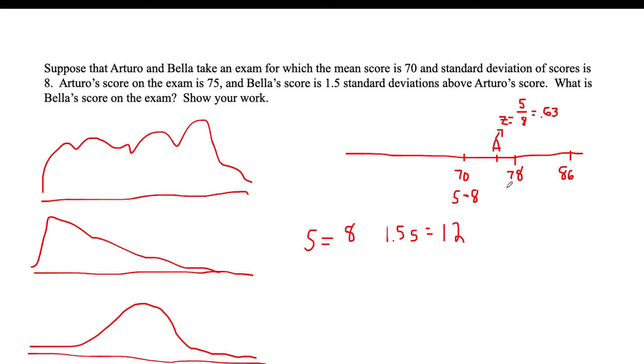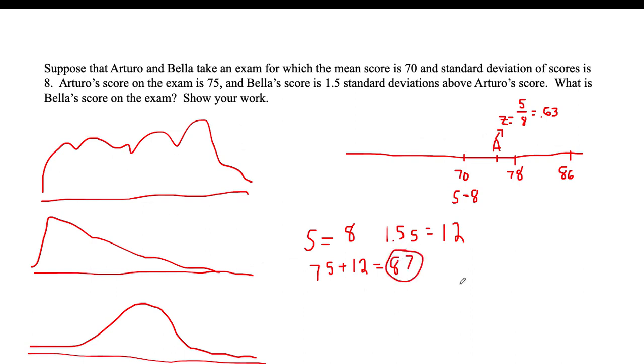Now, where I initially thought we were going was that Bella's score was 1.5 standard deviations above the mean, which means Bella's z-score would be 1.5, but that's not what the problem says. The problem says Bella's score is 1.5 standard deviations above Arturo's. So if you want to go this route for now, that's fine. We do know that Bella's score is 12 points above Arturo's, so 75 plus 12 is going to be an 87. So that's what Bella scored.